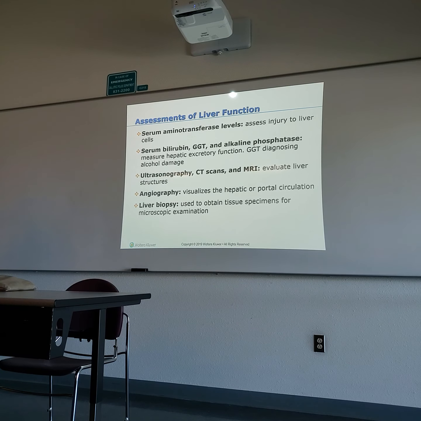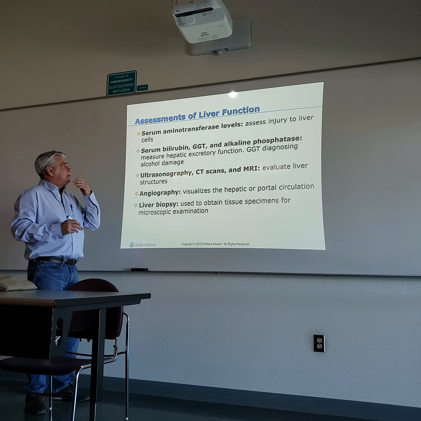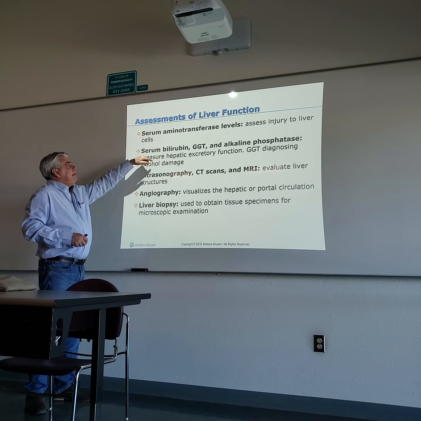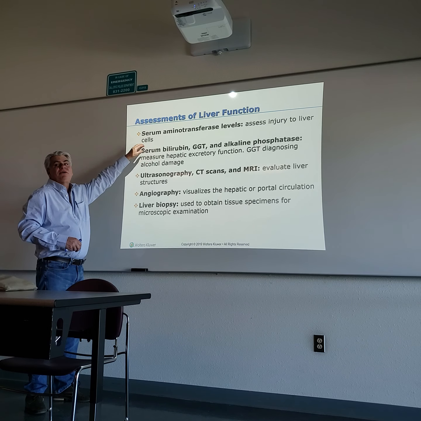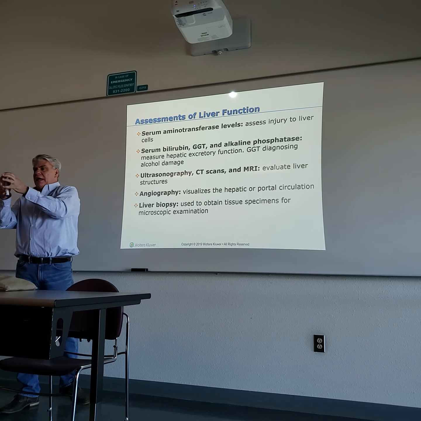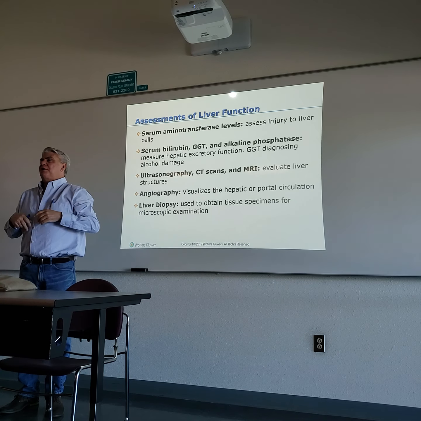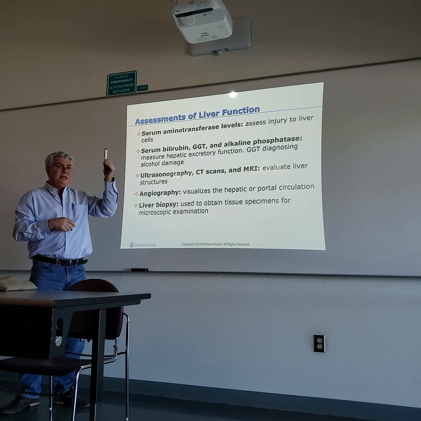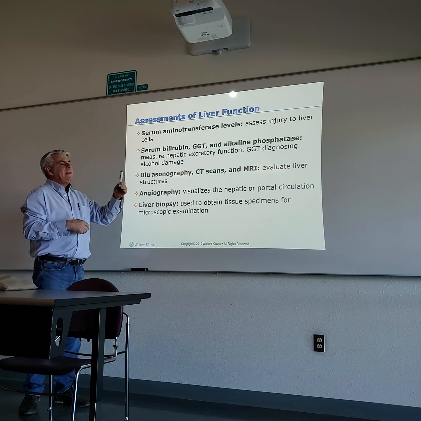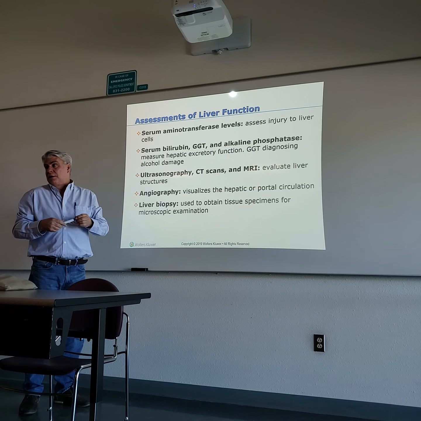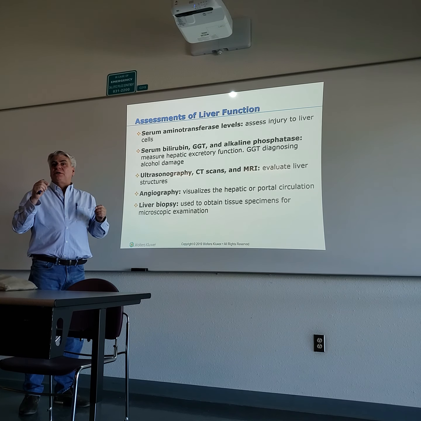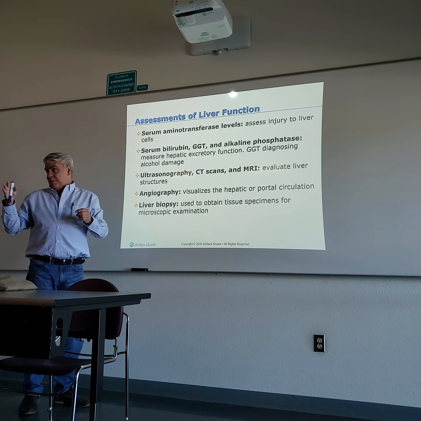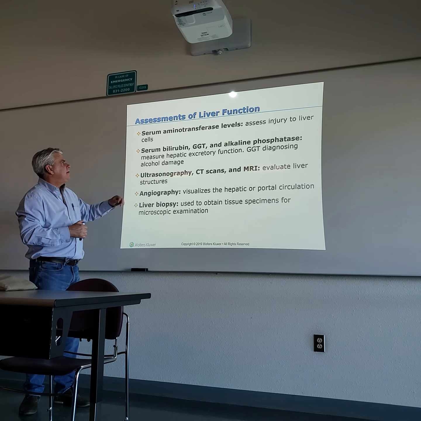Okay, if you get a liver panel done, they're looking at liver function. You have to be careful with these. I want to go over these a little bit too. AST, serum aminotransferase levels, assess injury to the liver cells. Okay, when the liver cells get damaged, they start secreting this stuff out into the plasma. So an increase in AST is going to tell you what, and ALT for that matter? It's going to be indicative of liver damage, okay? Because it's going to release these cells.